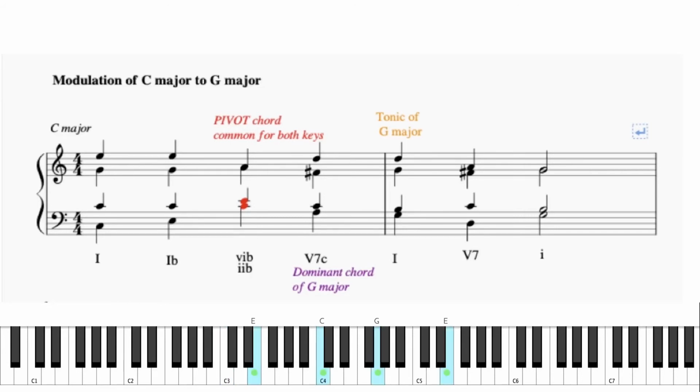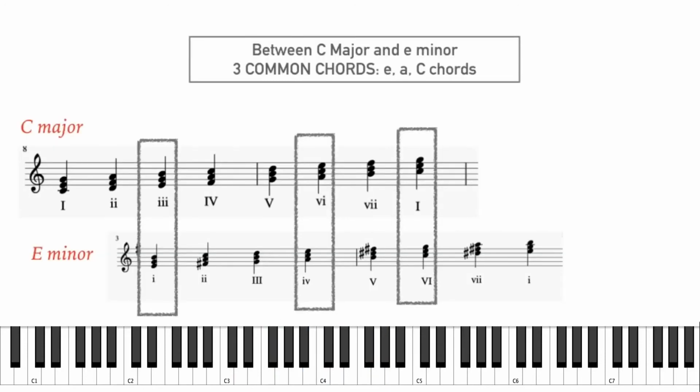Pivot chord, dominant chord for the new key, and this is just the statement of the new key, which is G major. Okay, next example. Between C major and E minor, we have only 3 pivot chords. They are E minor, A minor, and C major. Other chords, they're not common.